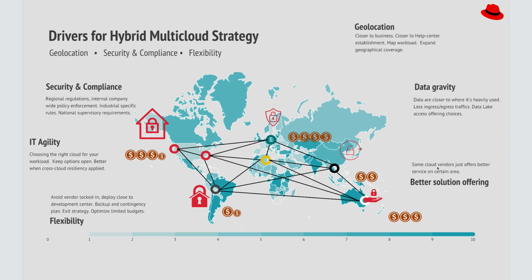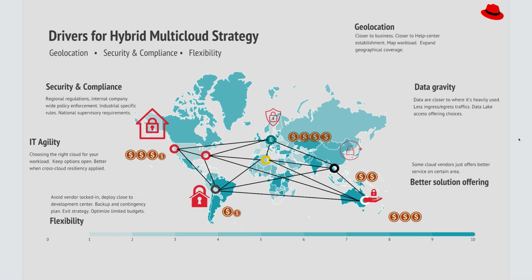And the other one I can think of is better solution offerings. Sometimes some vendors just offer better services in terms of maybe IoT or AI/ML for your particular needs. So you have to run your workload on that cloud. That's why you have to be on the cloud that you want to deploy your applications on, but run it on a different cloud for that particular service.